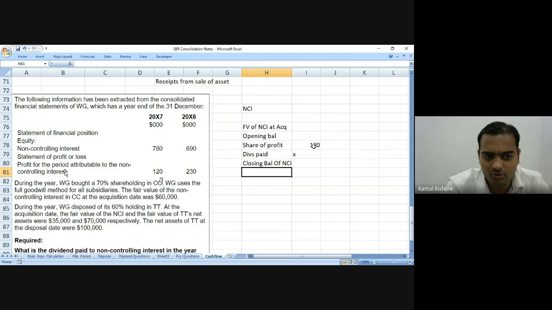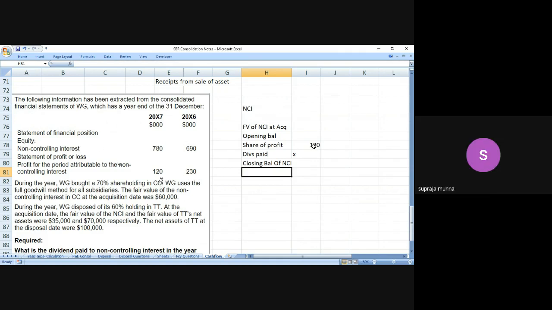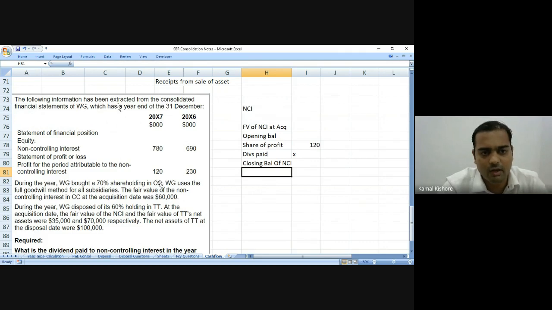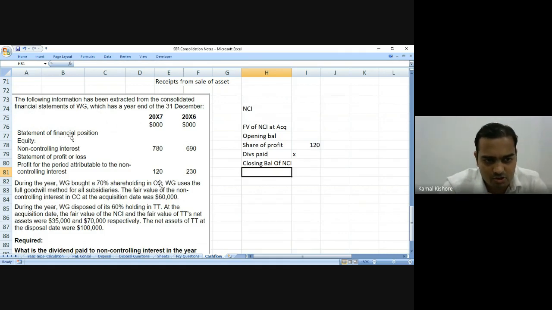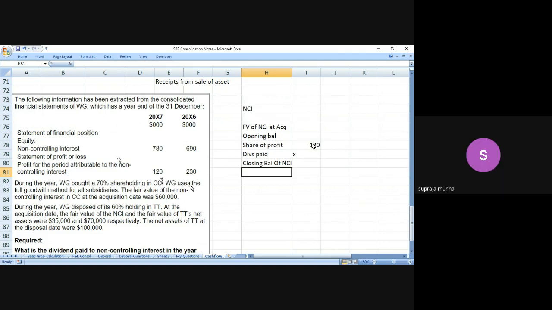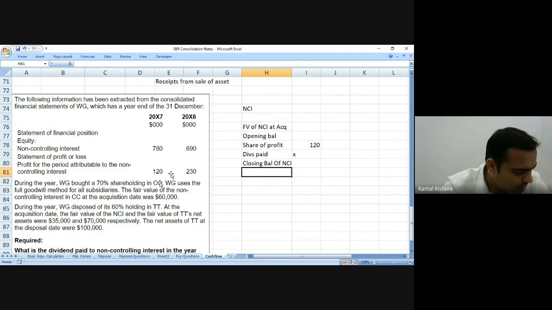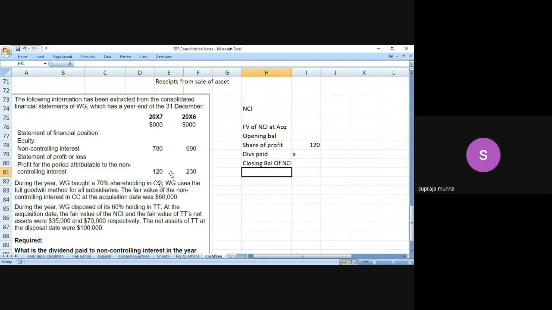120. This is not the closing balance. This is the current year profit number. Understand, this is not a balance sheet or TB. It's just extract information they are giving. Very, very important to understand what information I am reading. The information has been extracted from the consolidated financial statements. They are not telling us this is a trial balance or a balance sheet. In pockets, they have taken some information, like from the statement of financial position, equity, and then from the statement of P&L. When we practice, it will become much easier.